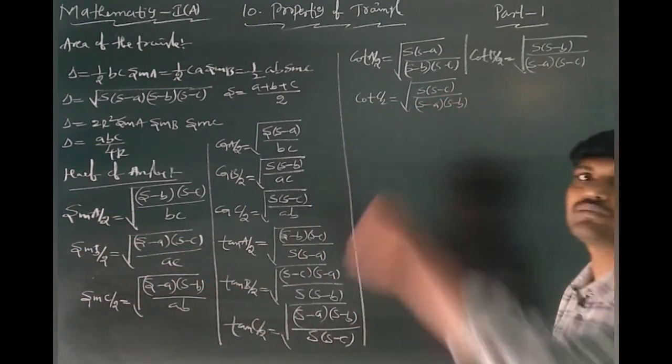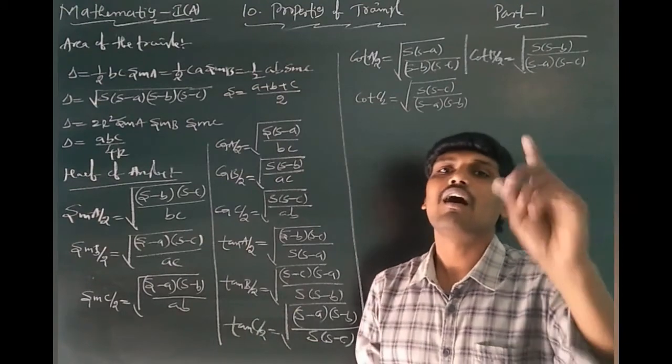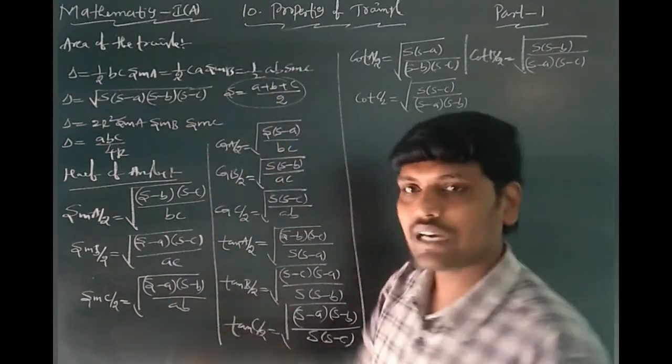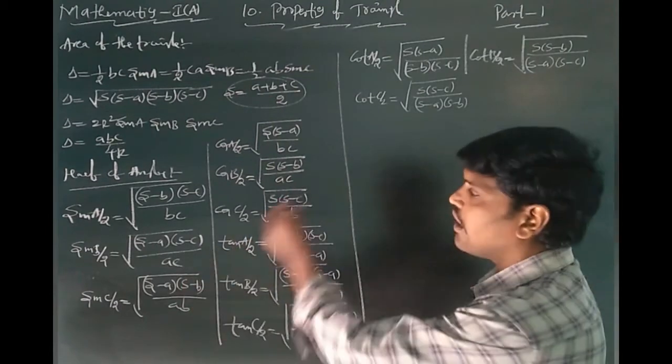These are all half-angle formulas. s is half of the perimeter of the triangle, and this is the value of s. Understand? Here, these are the half-angle formulas.